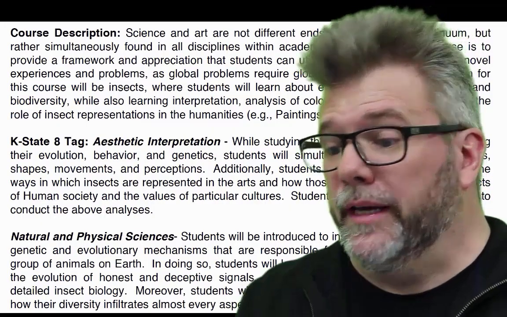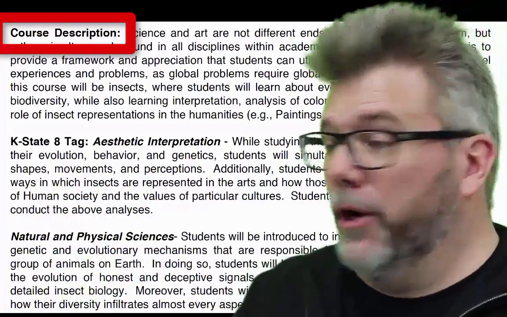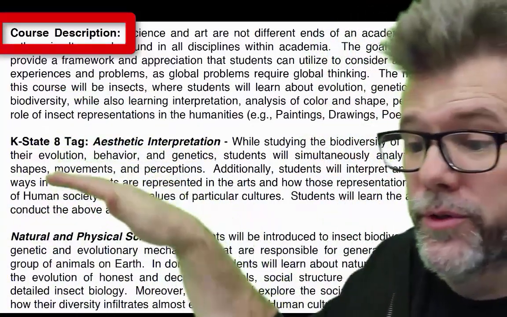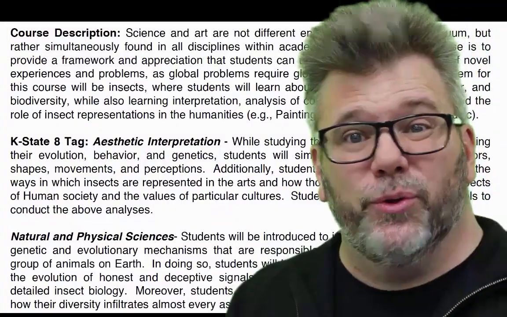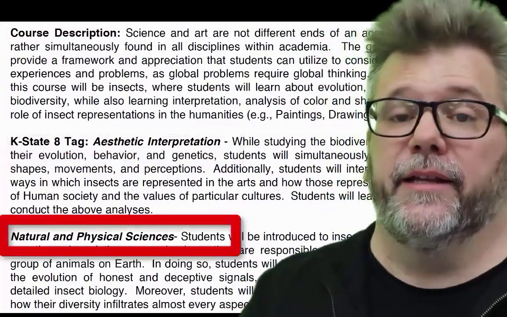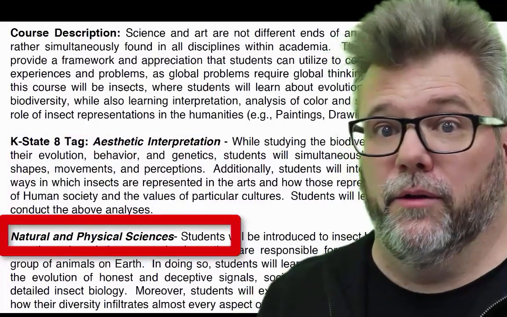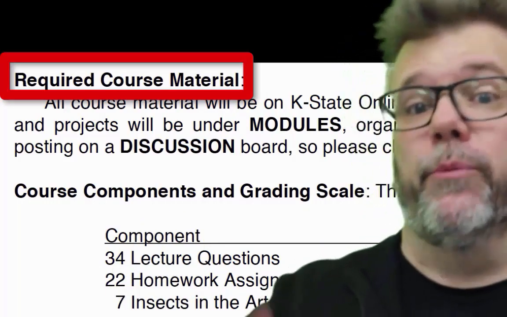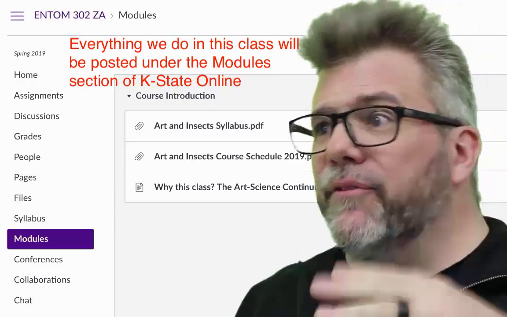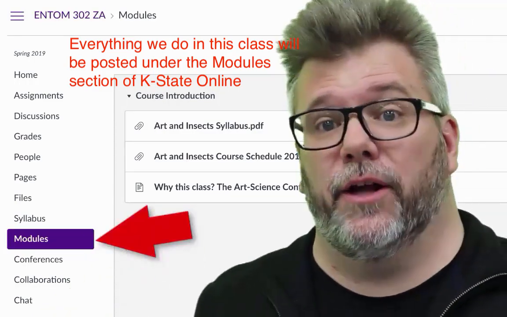Okay, so we'll go over the course description, and you can read through that part yourself. We have two K-State 8 tags, the aesthetic interpretation tag and the natural and physical sciences tag. So you can read about those on your own. Now what we want to do is look at the required material for the class. Everything that we do in the class will be posted under the module section on K-State Online.